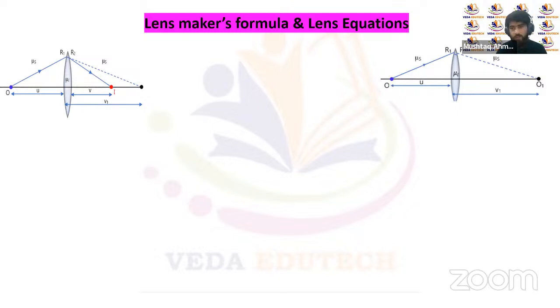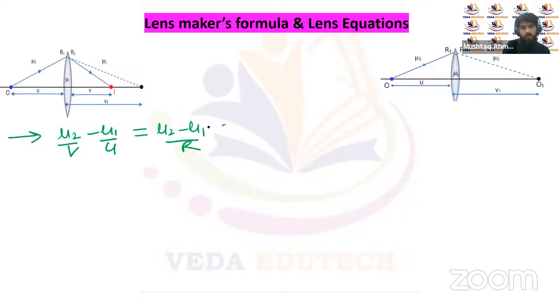Now we can see here there are two radii of curvature, R1 and R2, so there are two surfaces in this lens. It means that refraction will take place twice. Now let's apply the refraction formula, that's mu2 upon V minus mu1 upon U, that will be equal to mu2 minus mu1 upon R. We'll be using the refraction formula one by one at both the surfaces.